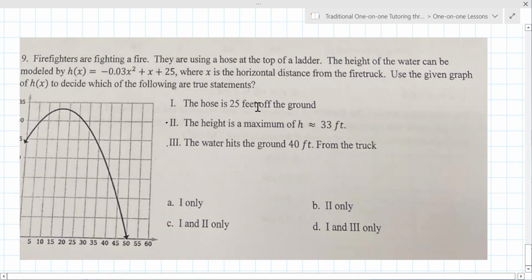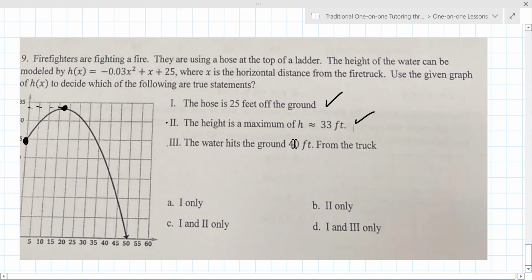The hose is 25 feet off the ground. They're basically saying, and I think that's to start, which is right there. Is that 25 feet off the ground when it starts? Yeah, it kind of looks like it's 25 feet off the ground. So we think that's true. The height is a maximum of 33 feet. Is that kind of the maximum of the height? Yeah, that also seems true.